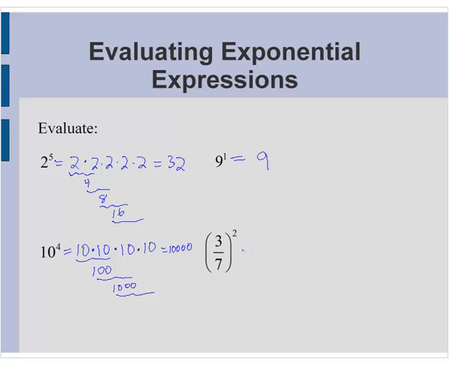3 sevenths to the 2nd power means 3 sevenths times 3 sevenths. Multiplying the fractions gives us 3 times 3 over 7 times 7 or 9/49.